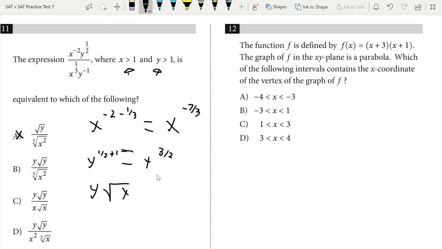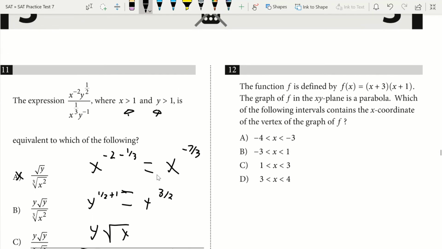I can get rid of A, and then on the bottom, I'm going to have that over X to the power of 7/3, since X to the -7/3 is X to the power of 7/3 on the bottom. X to the power of 7/3 is going to give me X squared times third root of X. So my answer there is going to be D.